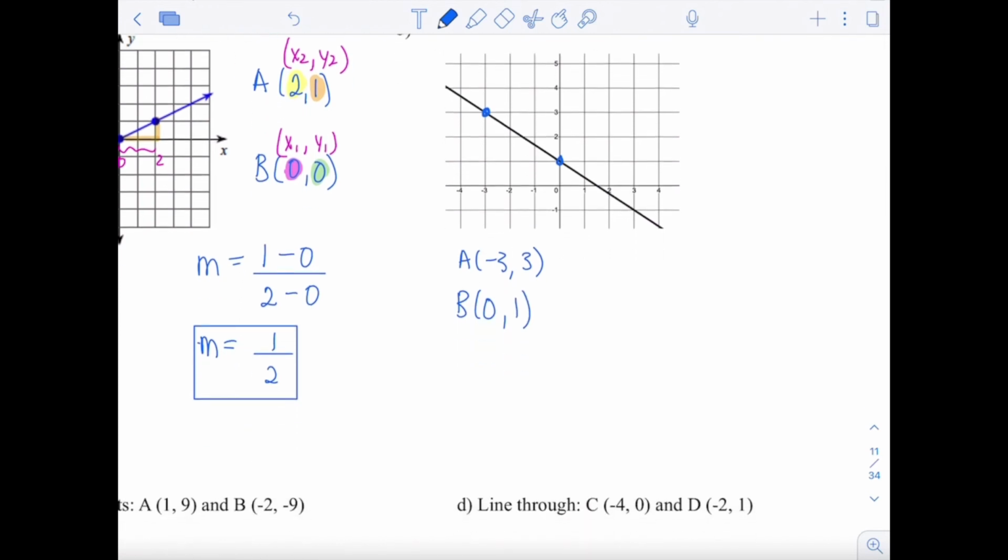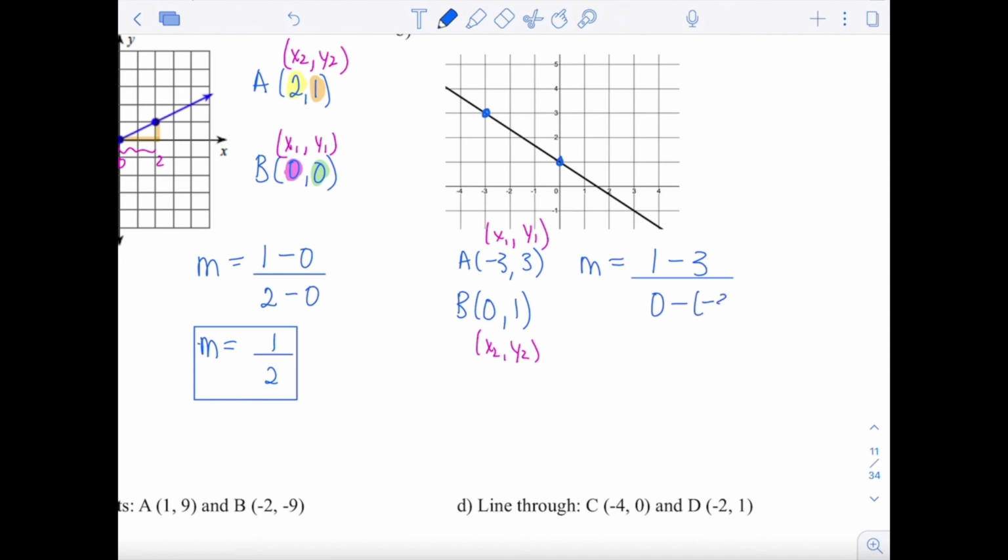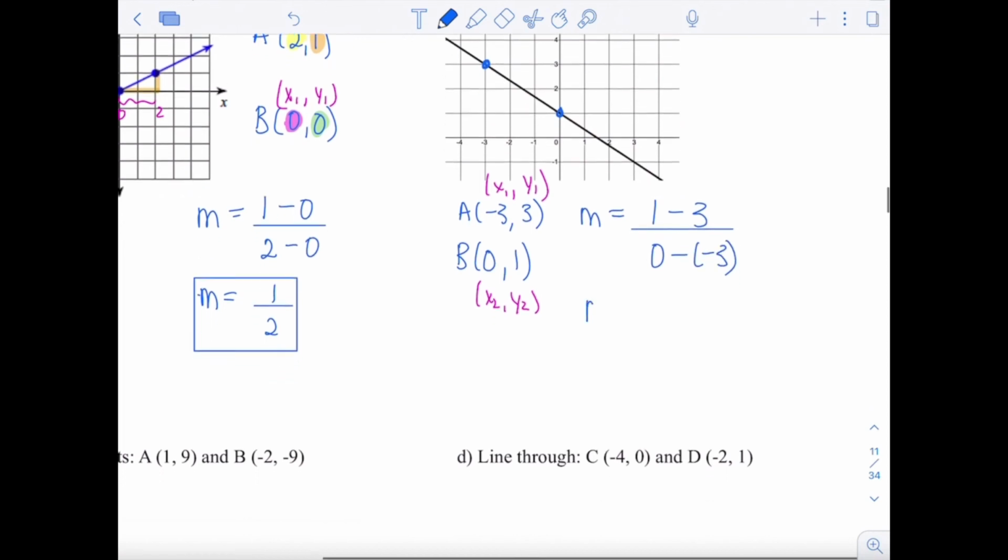Let's sub it into our equation. So let's call this one x2, y2. Let's call this one x1, y1. It doesn't matter which one I designate, and I can flip it around. It'll work out in the end. So I'm going to do y2 minus y1 over x2 minus x1, and I have to be careful with my negatives. So I'm going to get negative 2 in the numerator, and then 0 subtract negative 3 gives me positive 3, and that's my slope.